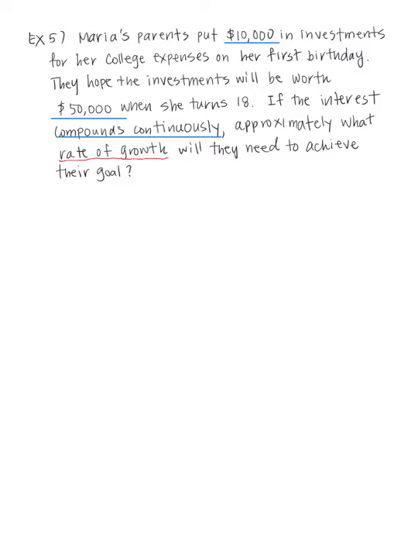So let me first write down what we're given. Our A is $50,000, the new balance that they're looking for. Our P, the principal, is how much money they put down. Well, they put down $10,000. Gosh, Maria is so lucky, huh? Now R is what we're looking for, so I'm going to put a little question mark there. And T will be the time in years when Maria is going to get her $50,000.